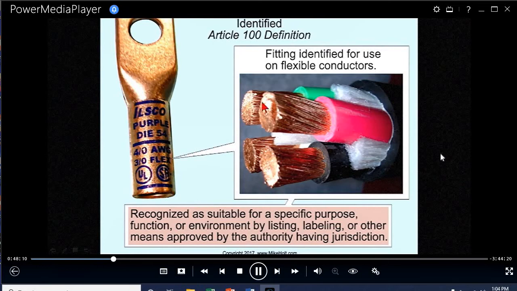So recognize, okay, identified as what? Recognized as suitable for a specific purpose, function, or environment by listing, labeling, or other means approved by the authority having jurisdiction. So you go into a catalog, and it says you can use this for this purpose. Well, if it's not listed, that probably means that there is no standard to list it, but somebody made up something that could be used for that purpose there.